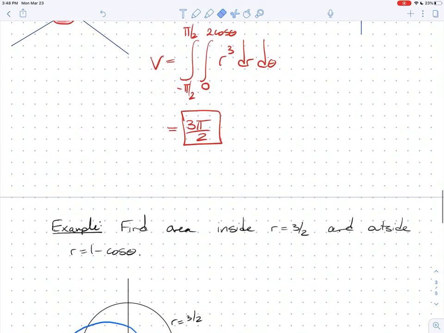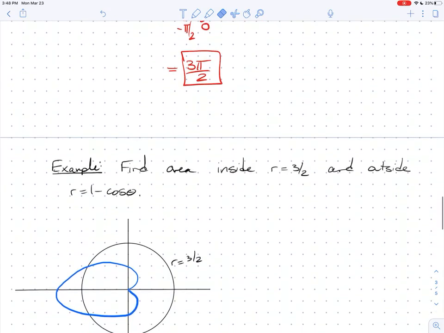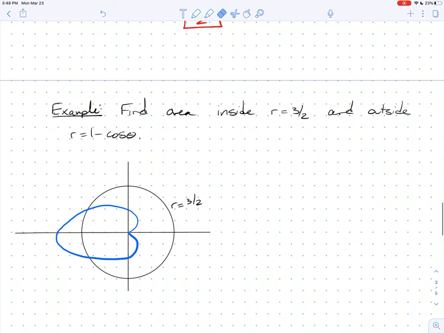You might have forgotten, r equals 1 minus cosine theta. That's just a cardioid. I've drawn it in blue there. If you check out my polar review video, I'll have some examples that might help you be able to draw that yourself. You should have the ability to draw this graph in polar yourself and come up with the cardioid that I've drawn. So I want to find area.